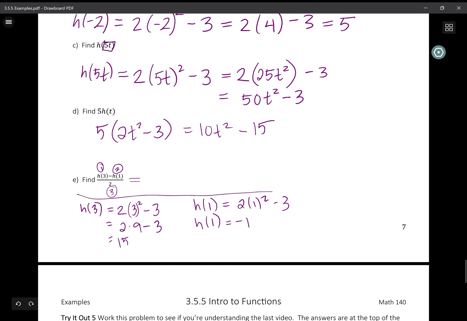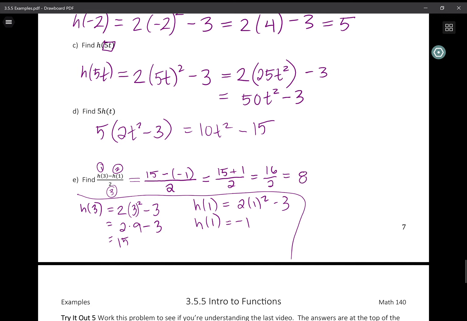So if I take all that and go back up to my original problem, I was supposed to take h of 3, which was 15. I was supposed to subtract h of 1, which is negative 1. And then when I'm all done with that, I'm supposed to divide by 2. Subtracting negative 1 is the same as adding 1. So I'm really getting 16 divided by 2, which is 8.